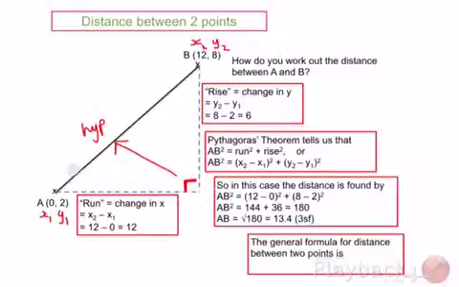So the distance of that line AB, rubbing out my hypotenuse, the distance of the line AB is going to be equal to 13.4, correct to three significant figures, and the general form is d is equal to, where d is the distance, is equal to the square root of x2 minus x1 all squared plus y2 minus y1 all squared.